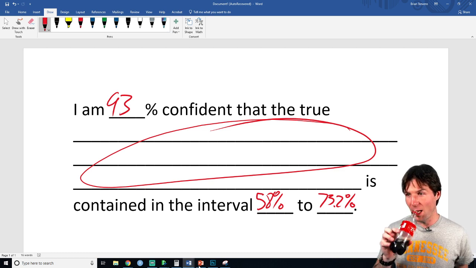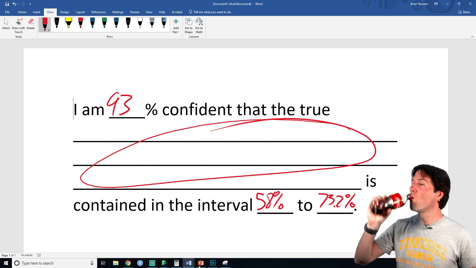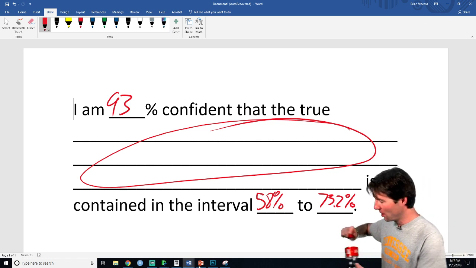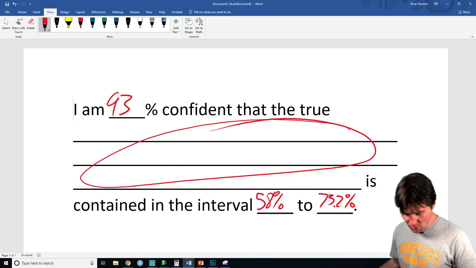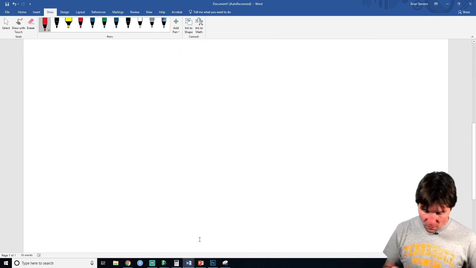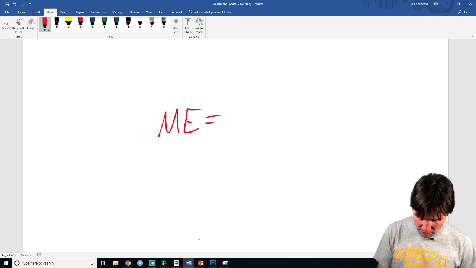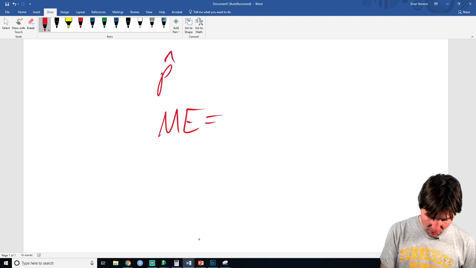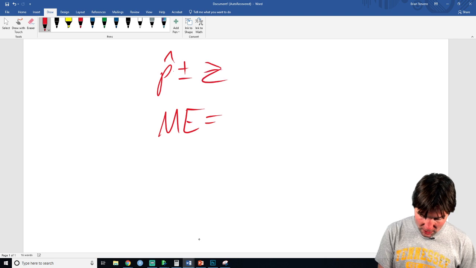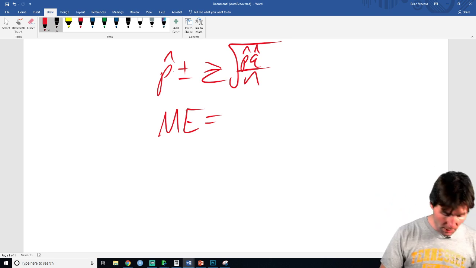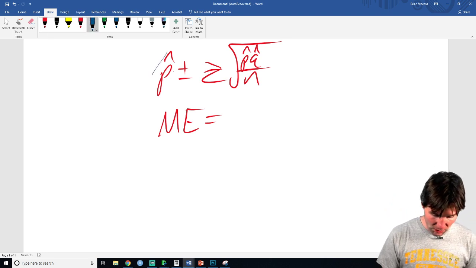Random question, how do you solve for n in a confidence interval? To solve for n, you have to go here, and depending on what you have, the margin of error in a confidence interval is as follows. The confidence interval is p hat plus or minus z star times the square root of p hat q hat over n.